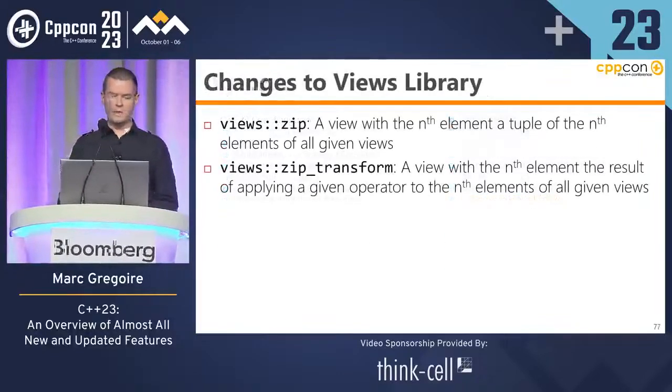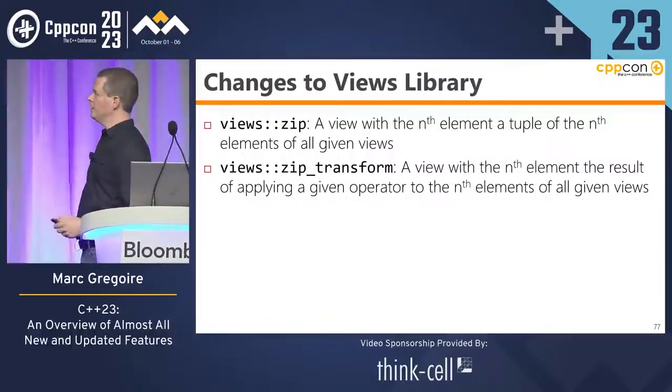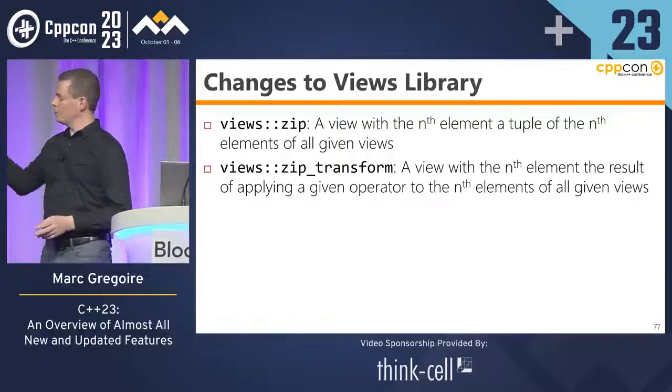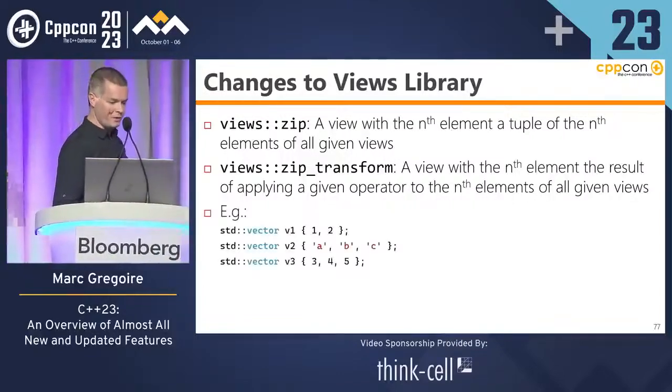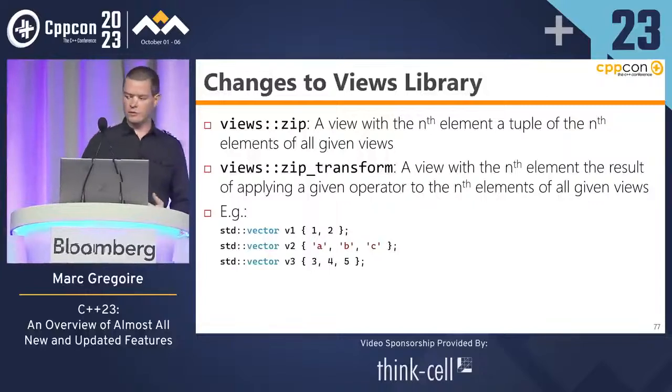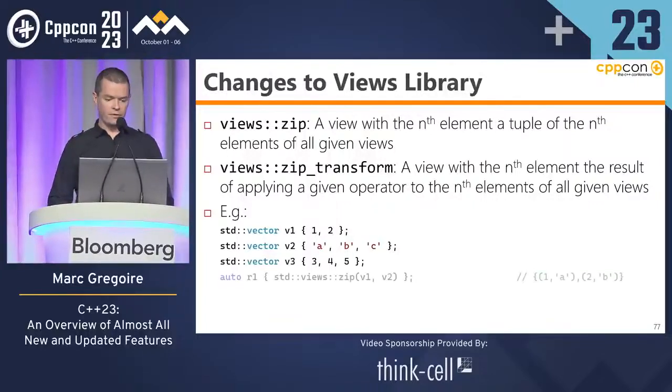The views library has lots of new functionality. The first two are zip and zip transform. I'm not going to read the definition, it's easier to have a look at an example. I have 3 vectors here. V1 is a vector of integers, V2 a vector of characters, and V3 another vector of integers.